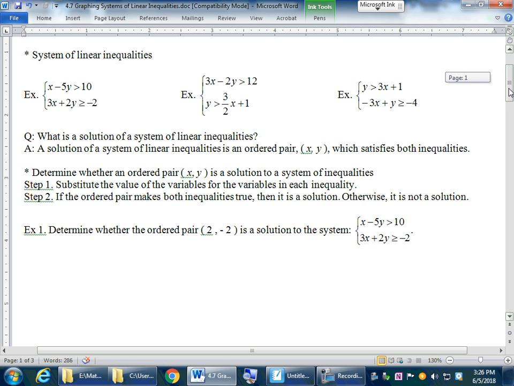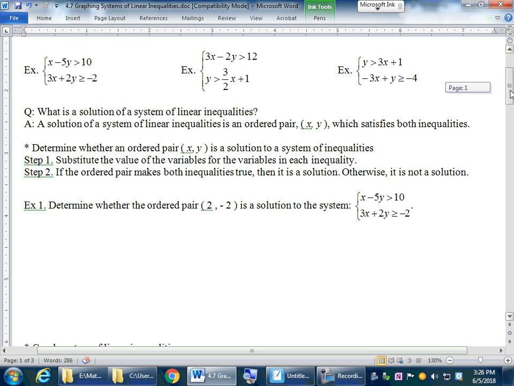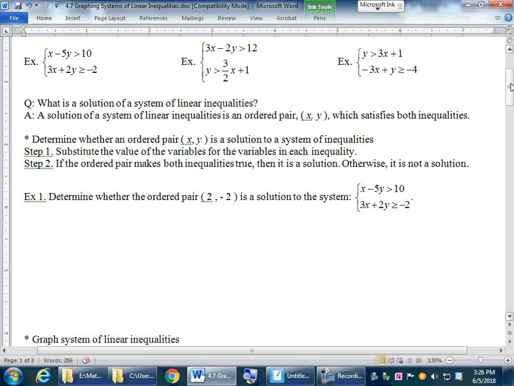As you can see, a system of linear inequalities has two inequalities in each system, and we want to know what the solution of it is. The solution will be very similar to a system of equations, which is an ordered pair that satisfies both of the inequalities. As usual, the very first example will be determining whether a given ordered pair is a solution of the system of inequalities or not.